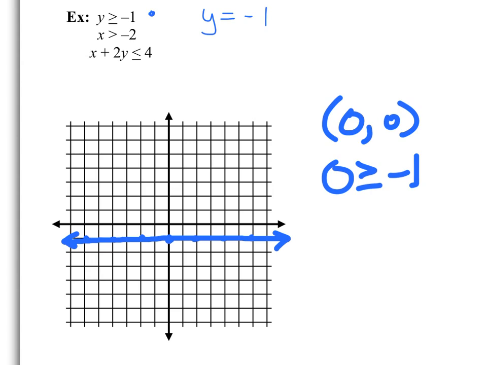The easier way of looking at this is to just think, okay, I'm shading the space that's greater than -1. Your only two options are above or below. The one that we most commonly associate with greater is above.